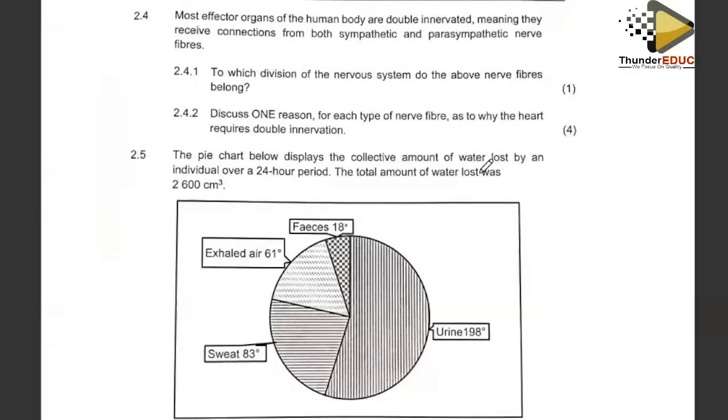This autonomic nervous system involves the spinal nerves and the cranial nerves. The cranial nerves are 12 pairs, and the spinal nerves are 31 pairs. Pairs, not 31 nerves, pairs.